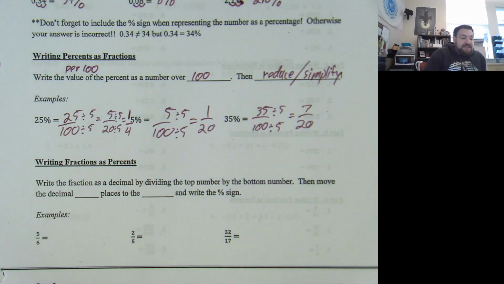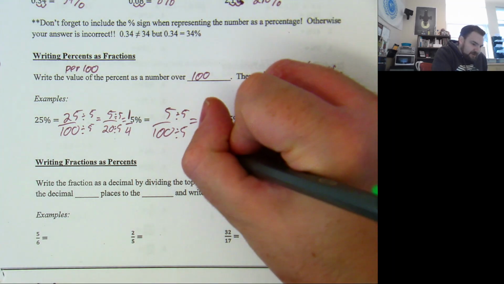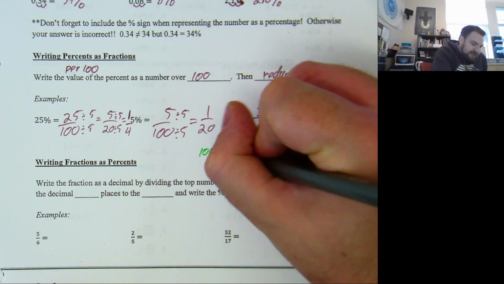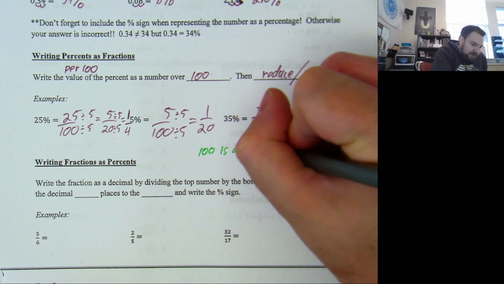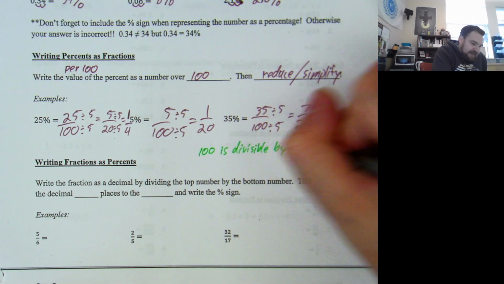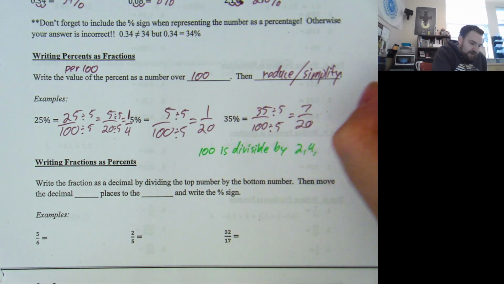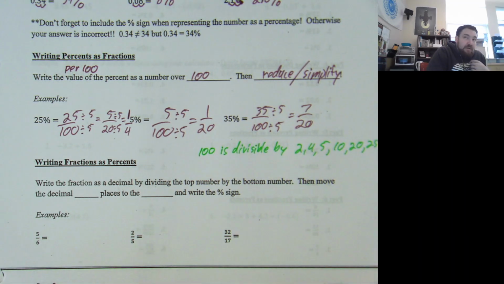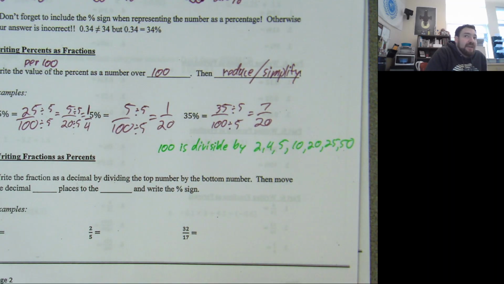At this point, it becomes nice to know what 100 is divisible by. 100 is divisible by 2, 4, 5, 10, 20, 25, and 50. That's it. If you can't divide your numerator by any of those numbers, you're not going anywhere. If it had been 37%, it would be 37 over 100, and you'd be done.